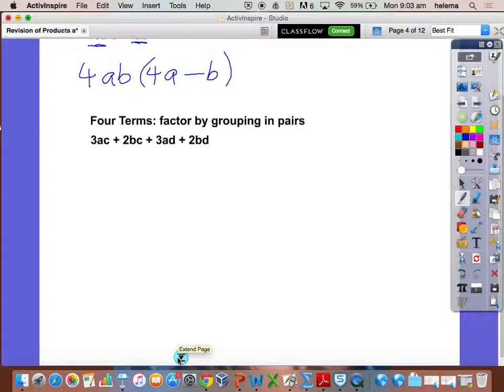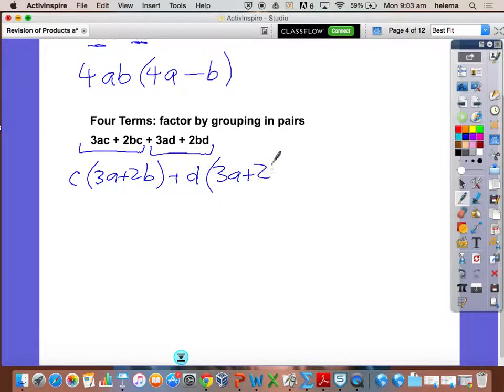I think the exam's nice to you and they've even put them in order for you. So you pick two things that have common factors. Here, these both have C's in them. These both have D's in them. So I group them in pairs and I take out the common factor of each of those pairs. There's always going to be two steps in these. Always. Because if I take out the common factor here, it's going to be C. I'm going to get 3a plus 2b. Here I'm going to take out D. I get 3a plus 2b.